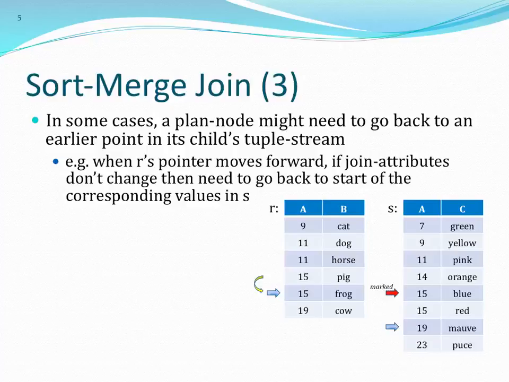So I have situations like that where I need to be able to mark a point in a tuple stream and then reset back to that mark and redo those rows.